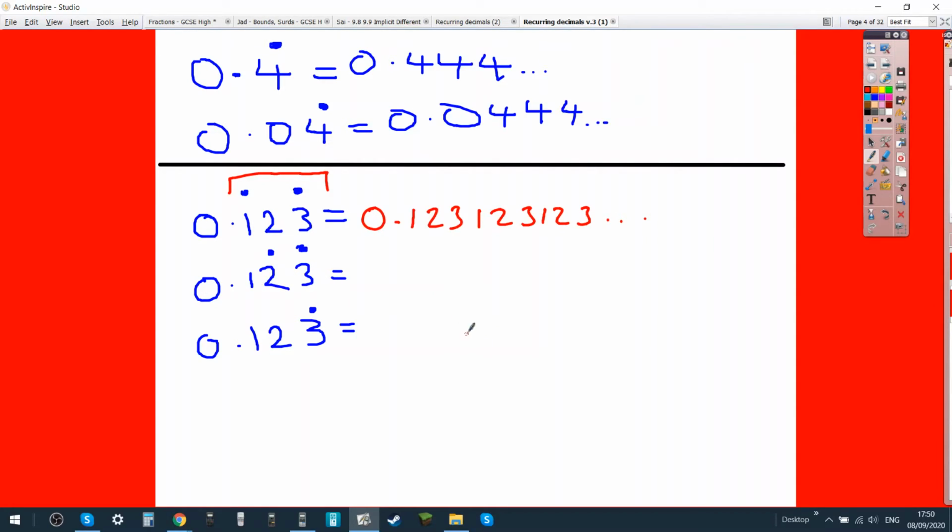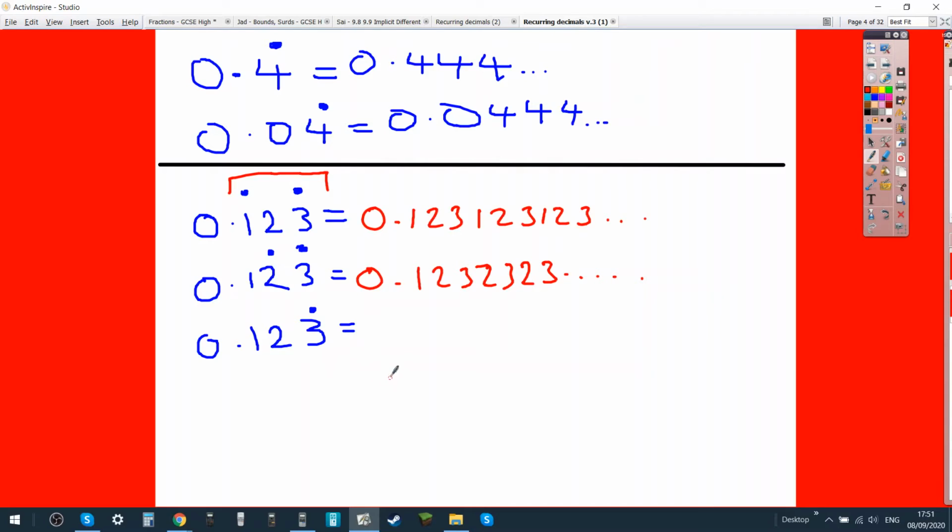Okay. So how about next one? It would go 0.123, 1 2, wait no, 2 is 2 3 4. There's no 4. Oh, so for this one, the 2 and the 3 recur, but the 1 doesn't. So that's 1, and then it's 2 3 2 3 2 3 forever.